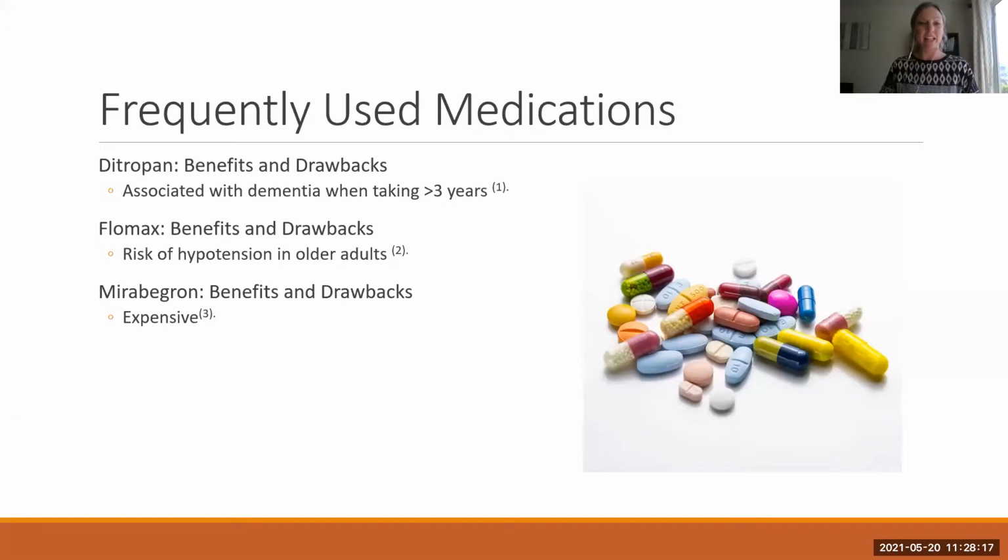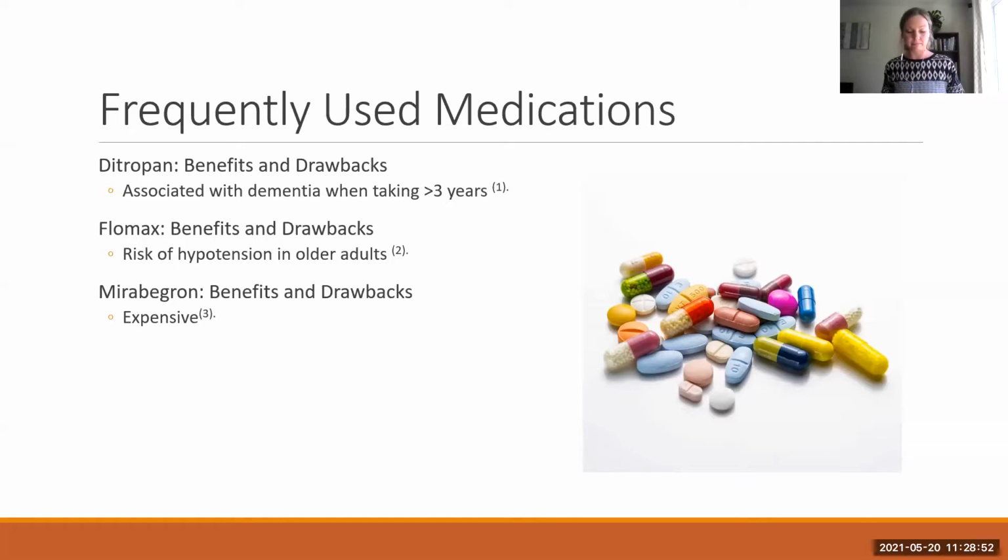All right, and then the last one I wanted to talk about was mirabegron. This is a fancy new medication, new in the past, I really don't know, but I think like 5 years or so. This one has the benefits of ditropan with incontinence, and it is super expensive. Even if you have insurance, sometimes it can be, I looked it up, $500 for 30 pills. So obviously it's not an option for a lot of people. Maybe one day it will be.